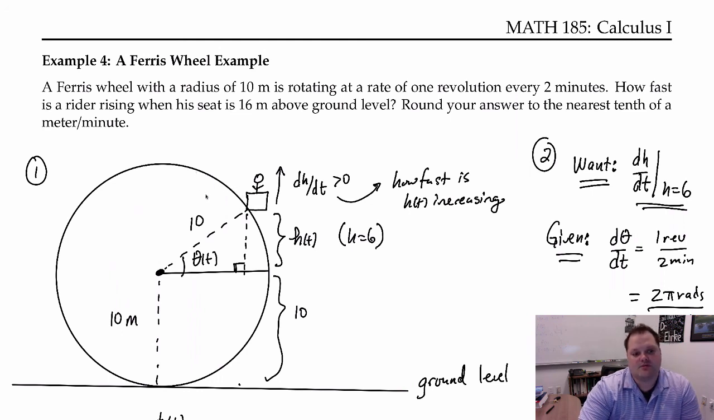And the other thing I want to say about this problem, it doesn't matter if we put the Ferris wheel rider here or here. Both of these are at a height of 16 feet. The math is identical regardless of if you put it over here.